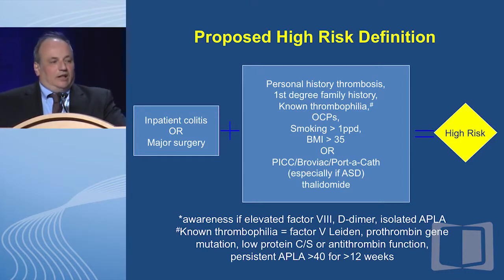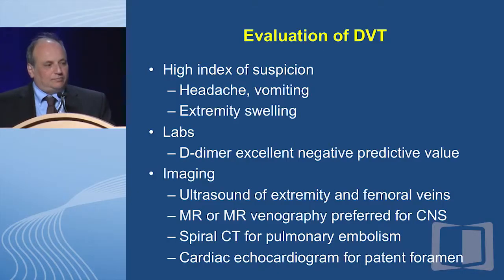In adults, it's a little bit simpler because you can pretty much think about prophylaxing most of your adult patients. In our group, we like to think about what the risk factors are. So again, inpatient colitis or major surgery, and we like to review these things: personal history of thrombosis, family history of thrombosis, known hereditary thrombophilia, OCP, smoking, obesity, or having a PICC line in. And any of those, inpatient colitis plus this, makes you a particularly high-risk patient.